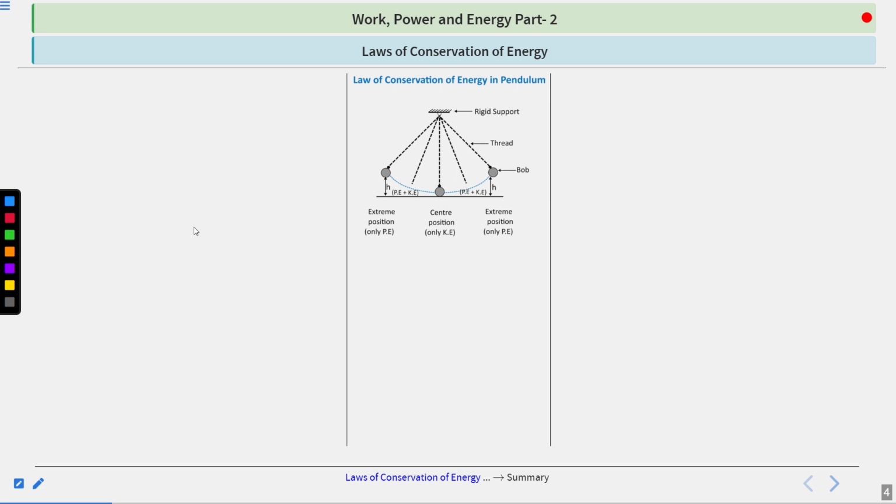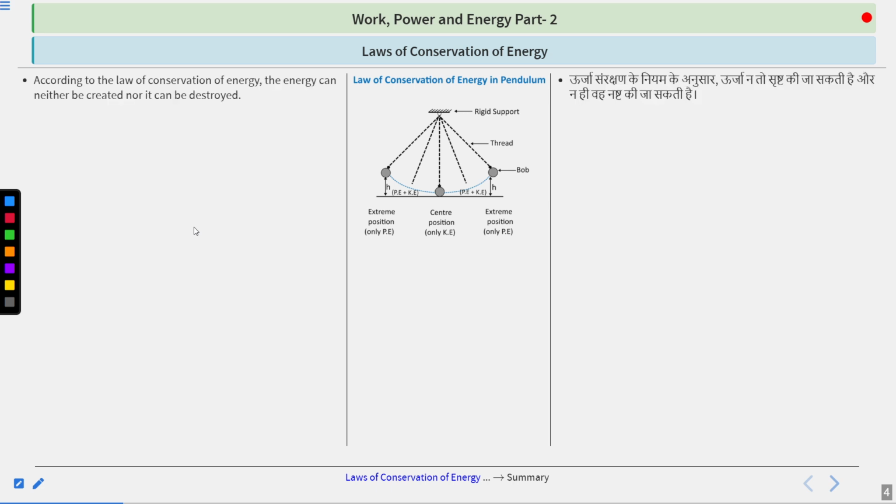Now, let's begin with the law of conservation of energy. According to the law of conservation of energy, energy could neither be created nor destroyed. Again, I'm repeating, energy could neither be created nor destroyed, which means the energy is always there. It is not created by anyone. It could not be destroyed by anyone.